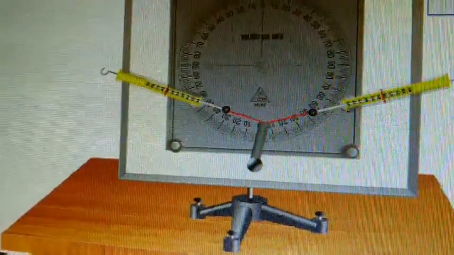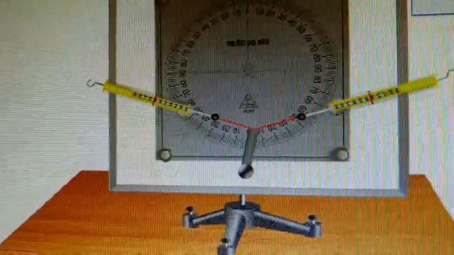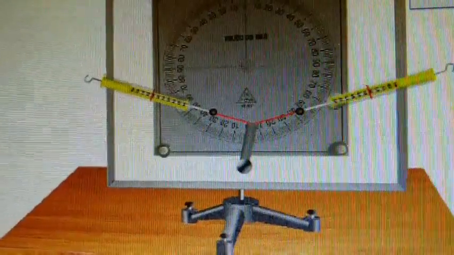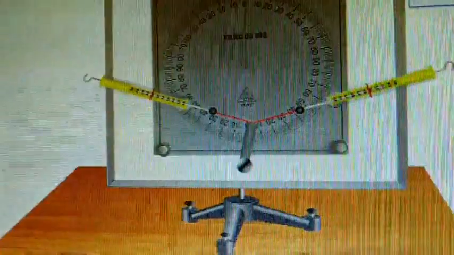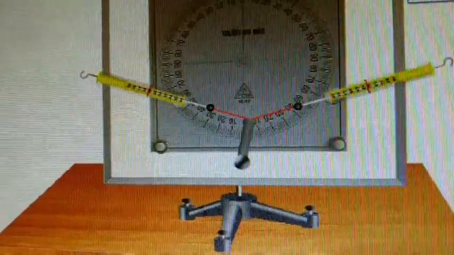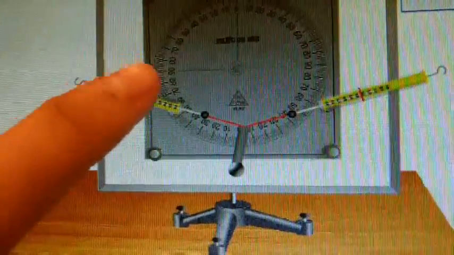To implement the above solution, we use the following experimental setup. The object acted on by two concurrent forces is a spring attached to a magnet on the iron board. This spring. Okay, the two forces in the middle are the tension of the two strings attached to the two dynamometers. This is a dynamometer with 5 Newton.